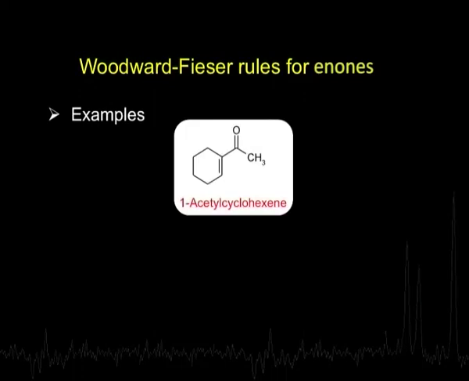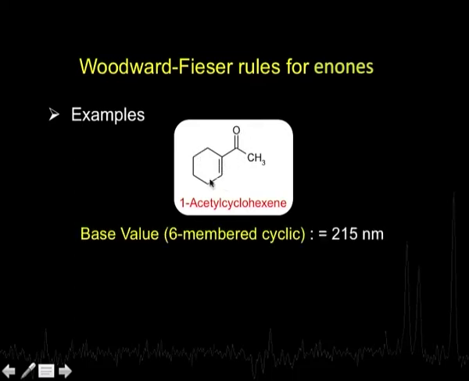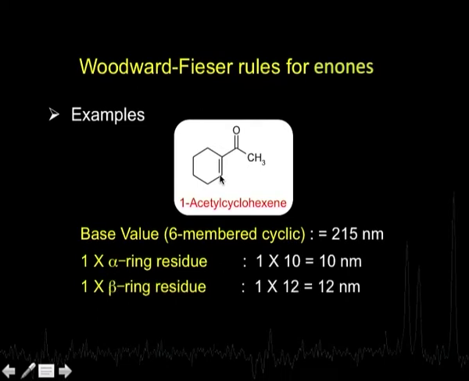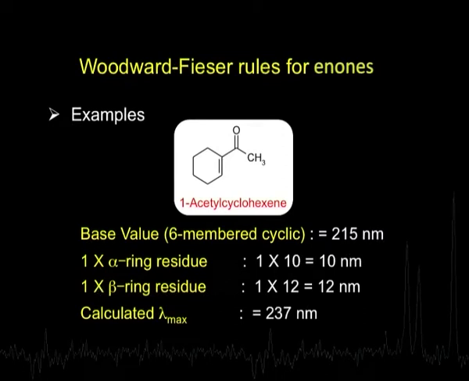So in this molecule, how do we go about it? Now in this case, this is my basic chromophore again. This is again a cyclic system. The base value will be 215, because it is a 6-membered cyclic system. Now this is my carbonyl, this is the alpha position. At alpha position we have a ring residue, and we have a ring residue at beta position. So there are only two substituents. Alpha ring residue gives me 10 nanometers, beta ring residue gives me 12 nanometers. The two add to give me 237 again. So they are molecules which are very, very similar. That's why they give similar lambda max positions.